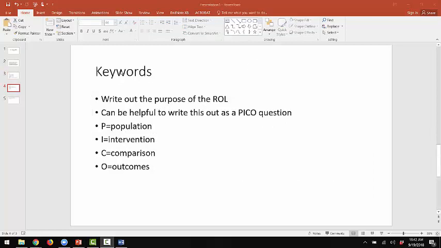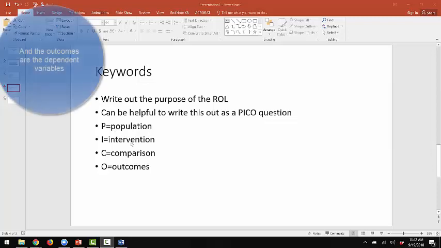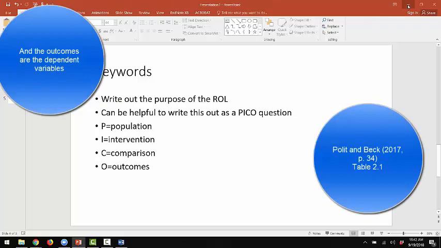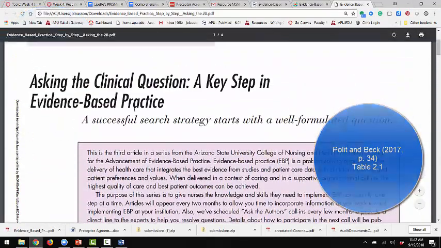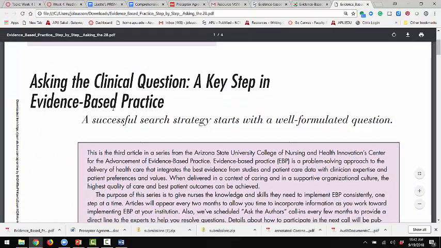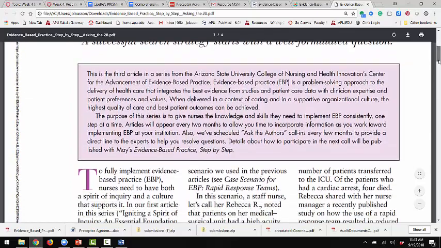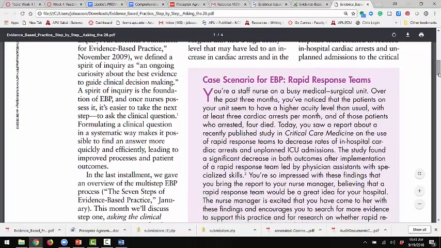In order to find your keywords, you want to write out your purpose of the review of the literature. It can be helpful to write it out as a PICO question. PICO stands for Population, Intervention, Comparison, Outcomes. And if you go into this week's resources, some of the readings for this week, "Asking the Clinical Question: A Key Step in Evidence-Based Practice," this is a really helpful article for you to formulate your PICO.